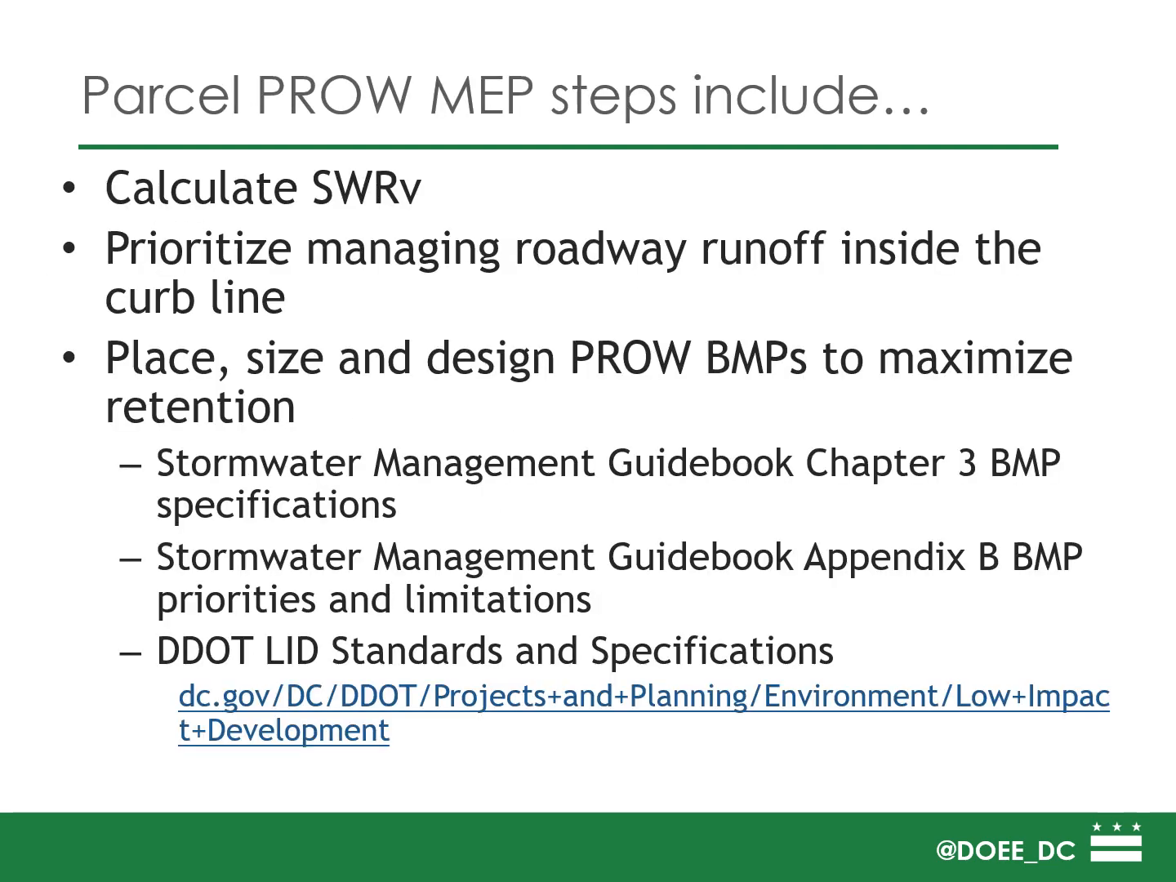So the process is, first you're going to do the same thing as you would on the private development parcel, is you're going to calculate the stormwater retention volume that's required, the SWRv. So that's going to be your target. Then you're going to prioritize, as I mentioned, managing that roadway runoff. So you can take in runoff from even outside the area that you're disturbing, and then get that roadway runoff, which is highly polluted, and treat that. That's really a great approach to achieving your SWRv within the public right-of-way. And then placing, sizing, and designing your BMPs to maximize retention.